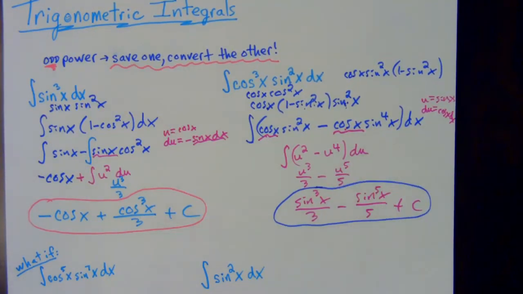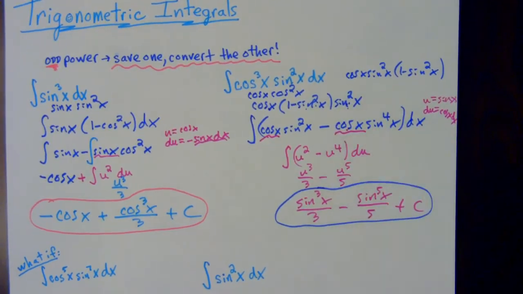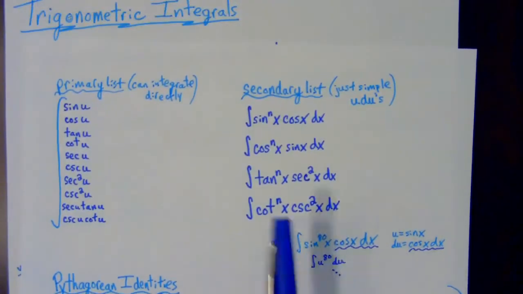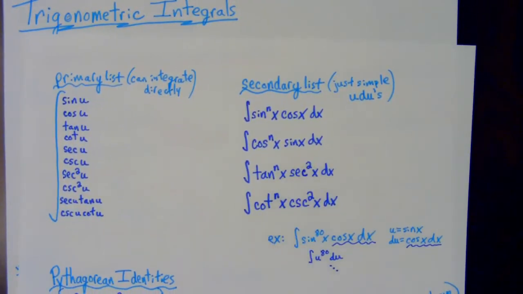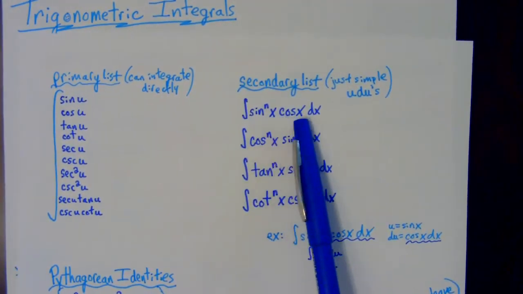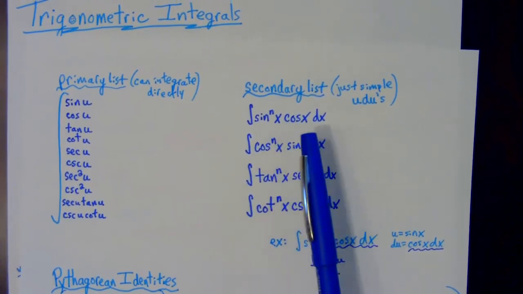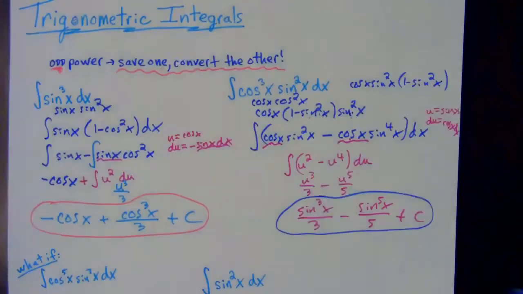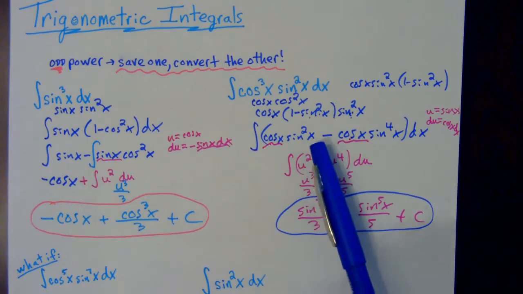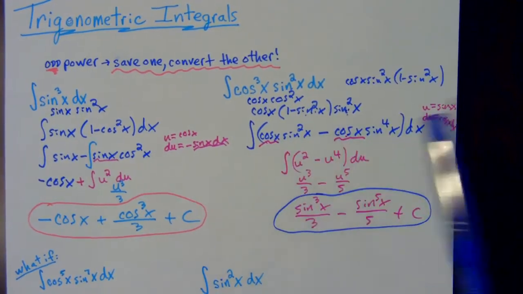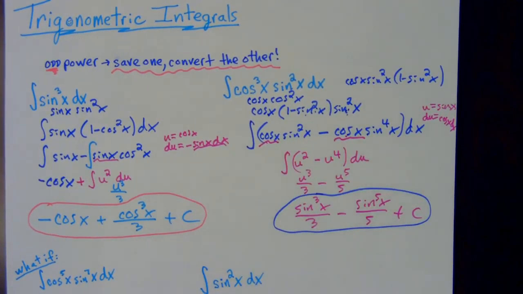So that's why it doesn't really matter how high that exponent gets, because all you're trying to do here is turn it into something on this secondary list. If you have a higher power of sine, but you're pairing that with the cosine, that's why we say save one, convert the other, because you're trying to just match up the higher powers of the sines with that single power of that cosine, and that's why that works right there. You're just trying to turn it into that secondary list there.